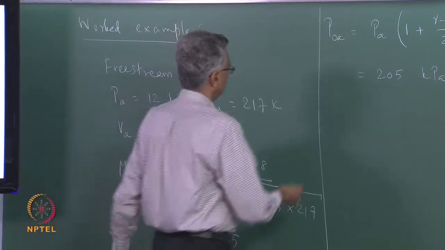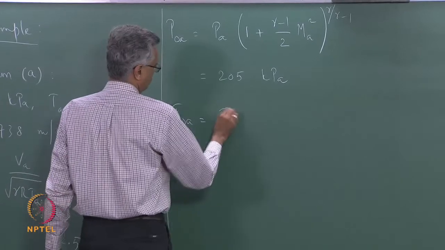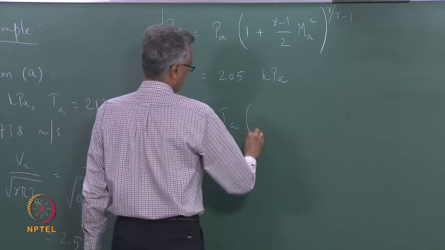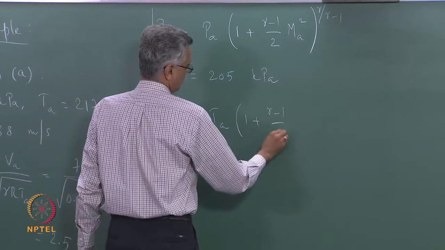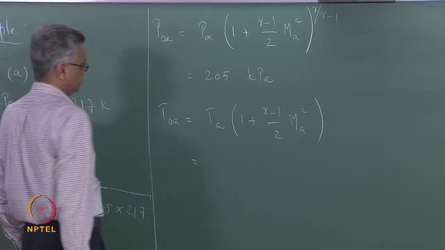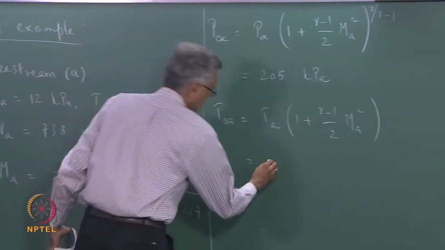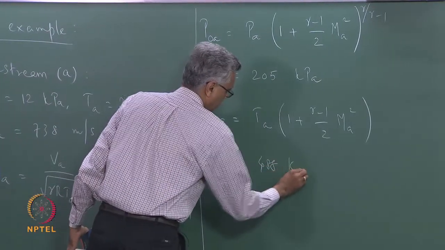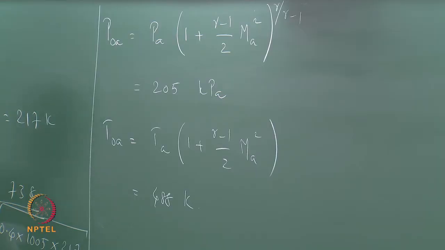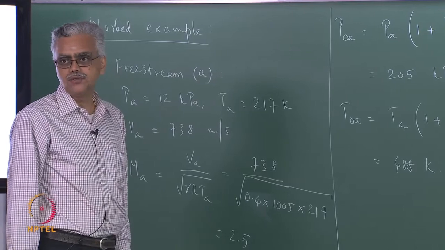and the free stream stagnation temperature can be calculated as follows. T0A is equal to TA times 1 plus gamma minus 1 over 2 times MA square, and once again substituting the values, we get the stagnation temperature to be 488 Kelvin. So these are the free stream conditions, or conditions at entry to the intake.